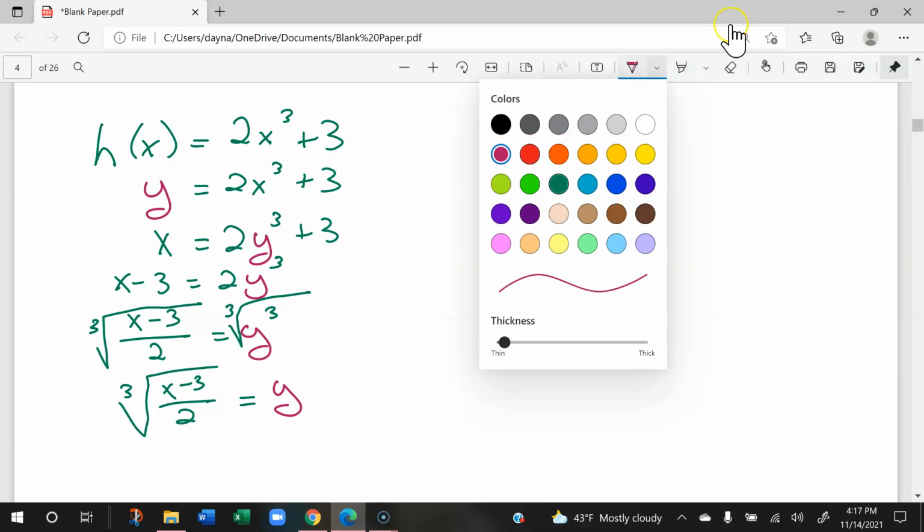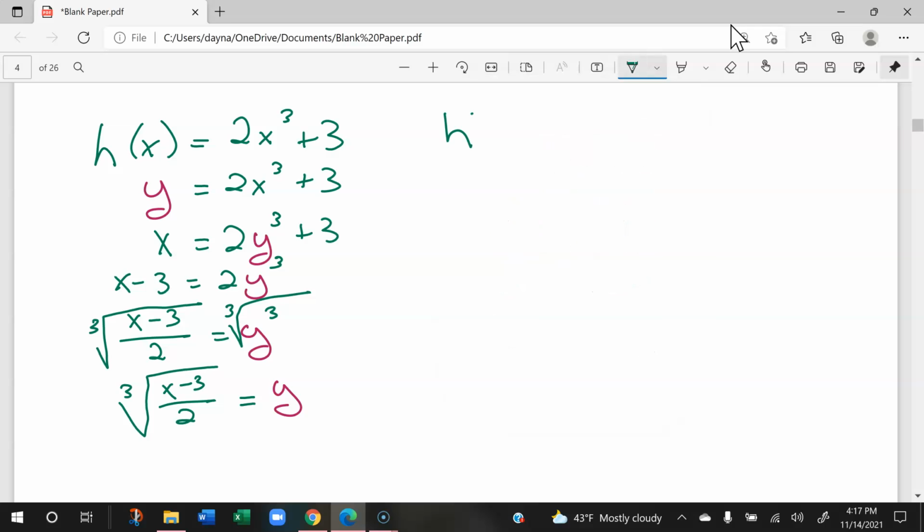And then I replace my y with h inverse of x, and that is going to be equal to the cube root of x minus 3 divided by 2. All of this is underneath the cube root.